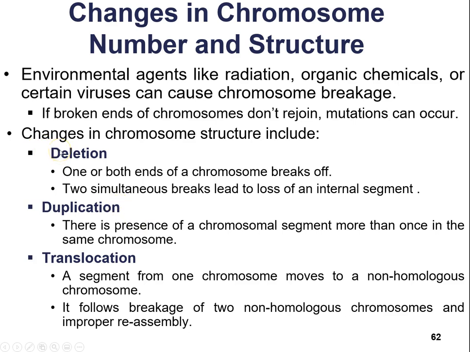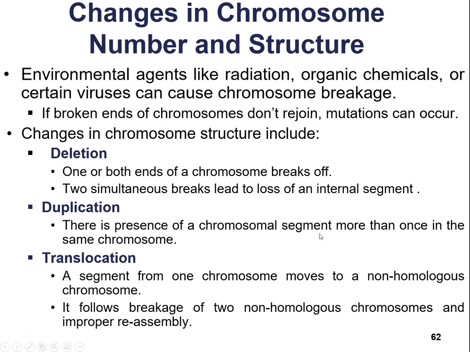One, deletion. One or both ends of a chromosome breaks off, and it's lost. If you have two simultaneous breaks, it can lead to loss of an internal segment. So something breaks off, and it could just be deleted altogether. There's also something called duplication, which is the presence of a chromosomal segment more than once in the same chromosome.